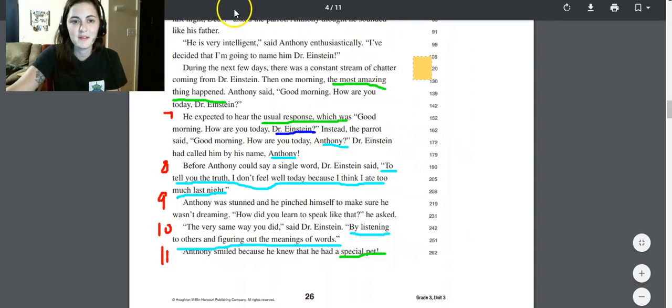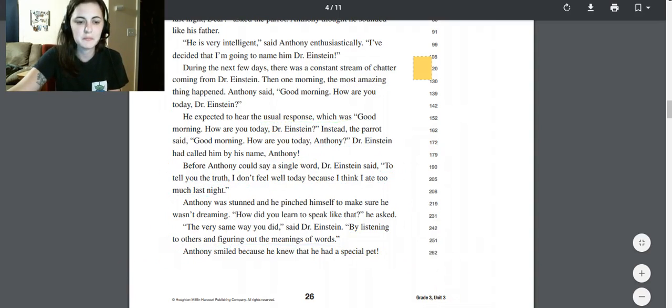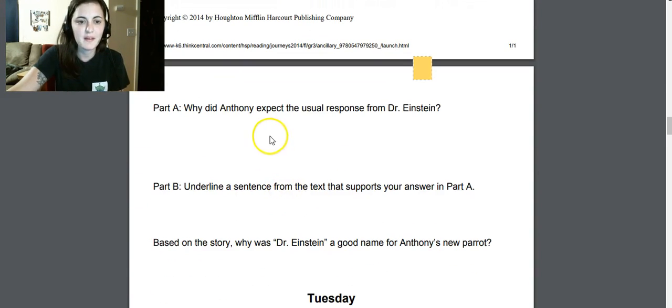Okay. I'm going to go ahead and erase this, so make any annotations that you need to. I know we didn't write anything on the side. We didn't really need to. And then down here is our Part A, Part B questions. I'm going to leave you guys these ones for you to do on your own.